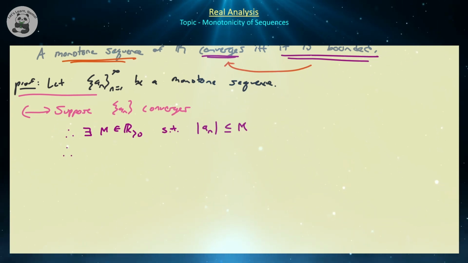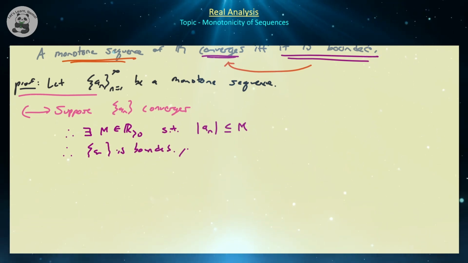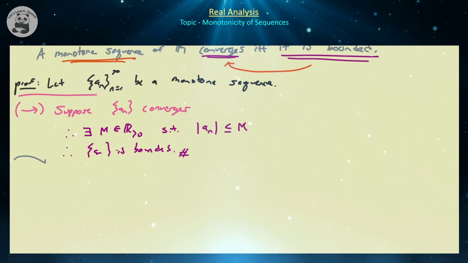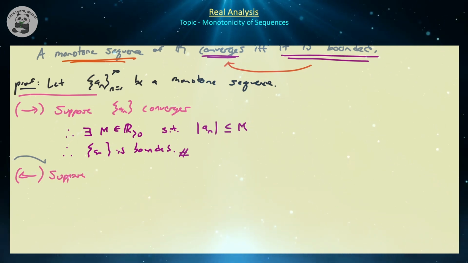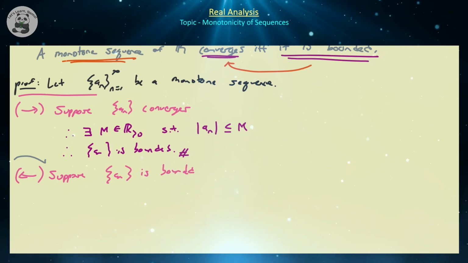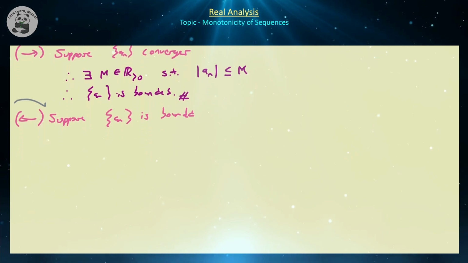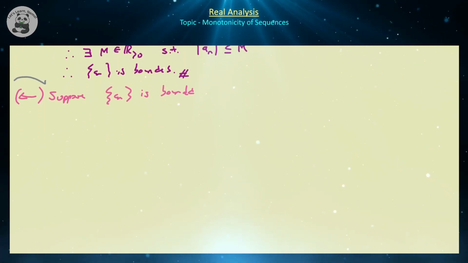So if that's the case, then we have that an is bounded, and that is the conclusion from left to right. So that is the left to right part of this proof. Now let's see if we can prove it in the other direction. In particular, let us suppose that an is bounded, and we're going to show that this implies that the sequence converges. And keep in mind, an is also a monotone sequence.